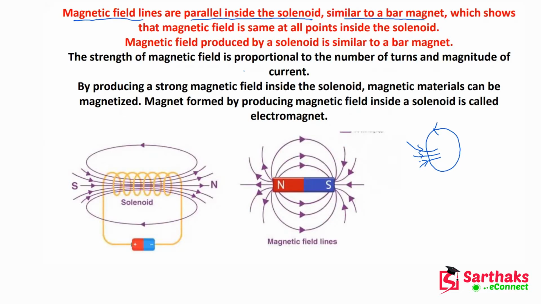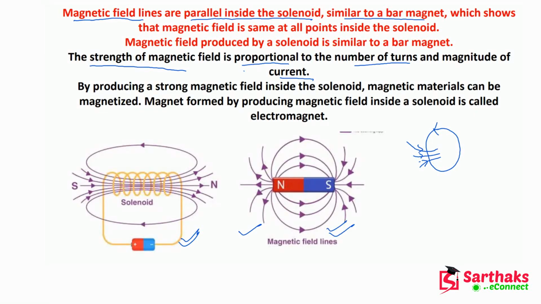You can also compare it with this diagram. This is the diagram of a solenoid, and this is the diagram of the magnetic field lines in a bar magnet. You can see that inside, the magnetic field lines are parallel. The magnetic field produced by a solenoid is similar to that of a bar magnet. The strength of the magnetic field is proportional to the number of turns and the magnitude of current.